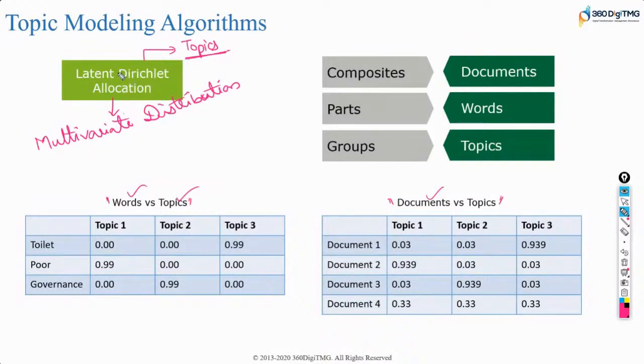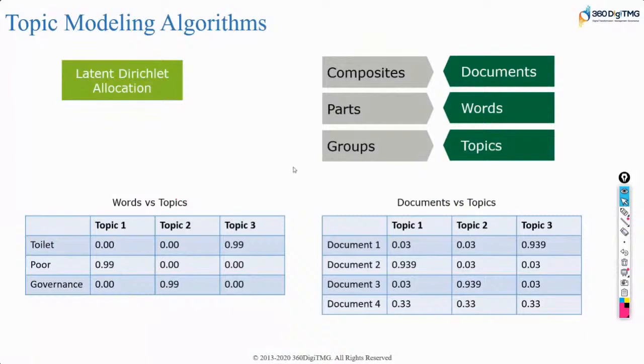Okay. So, latent Dirichlet allocation depends on something called the Dirichlet distribution, a probability distribution. This Dirichlet probability distribution is also called a multivariate distribution because it describes the distribution of multiple variables, of different topics based on different words and different documents. Okay, in that way. So this is a simple high level explanation about LDA.